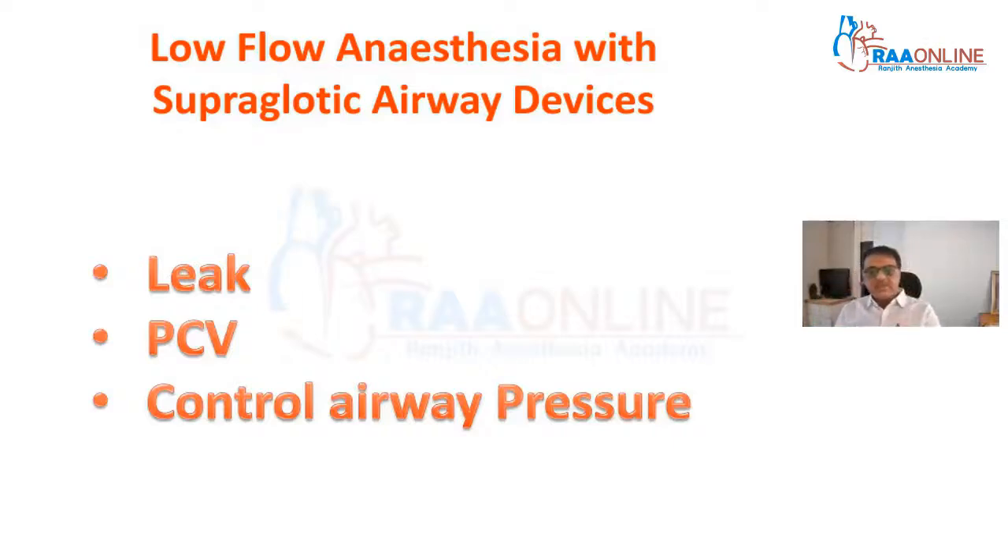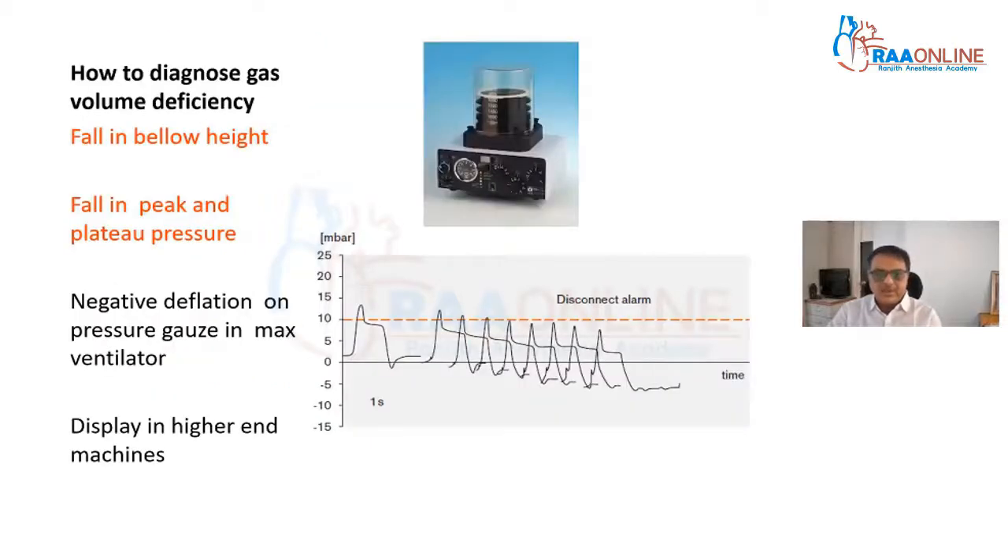In such a case, find out the airway leak pressure and keep the patient on pressure control, and keep the inspiratory pressure less than 26 in the case of the i-gel's airway leak pressure. That is how you are minimizing the inspiratory pressure, and that is how you are minimizing the leak. In such a case, you can continue with the supraglottic airway devices. So this is how you can conduct low flow anesthesia with supraglottic airway devices.